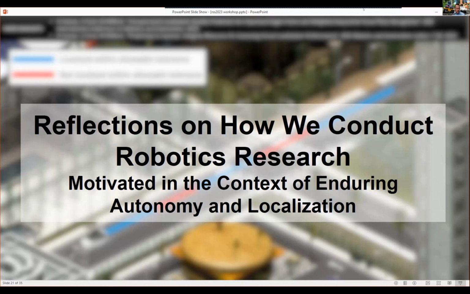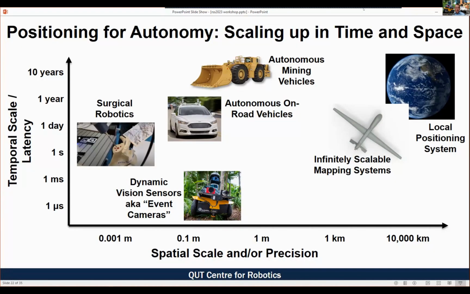All right, in the last 5 minutes of my talk, I've presented 3 areas of work we're looking at in terms of efficient, low latency, bio-inspired approaches to perception and localization for robots. I want to talk a little bit about how we're conducting robotics research as well. In my group, we're particularly interested in positioning for autonomy for robots, so scaling these systems up in time and space.